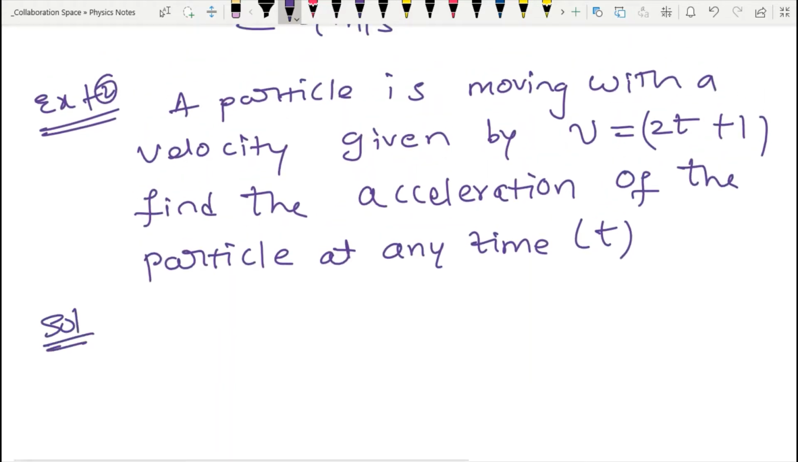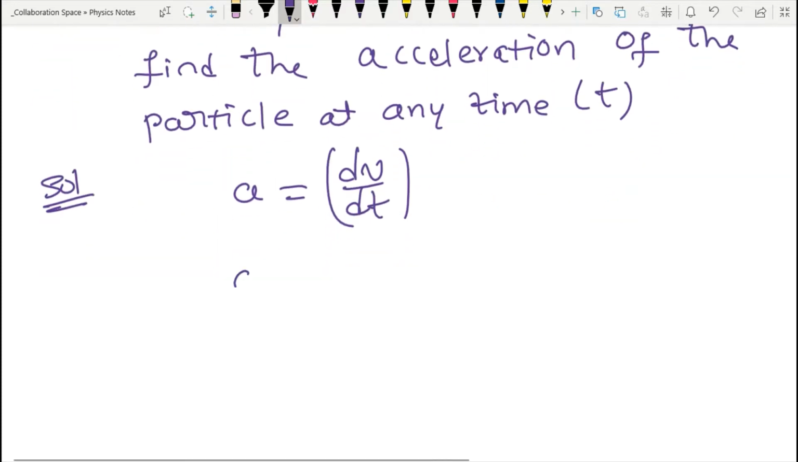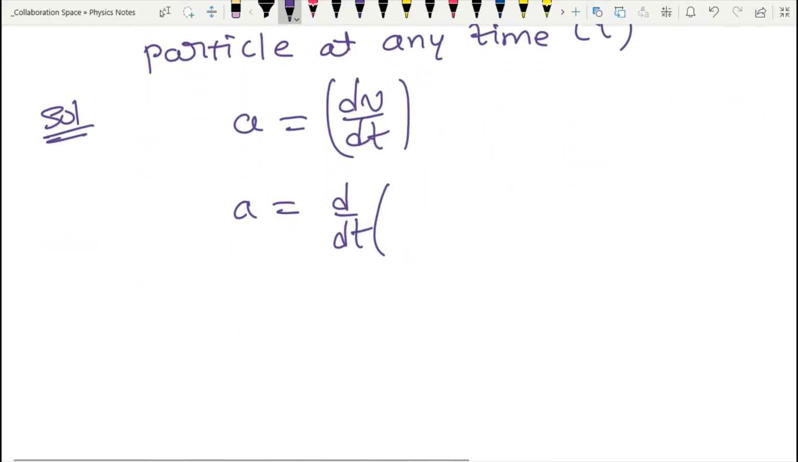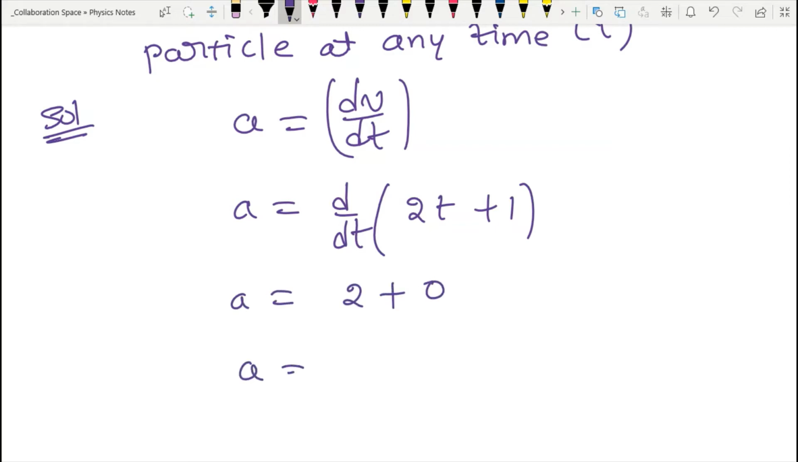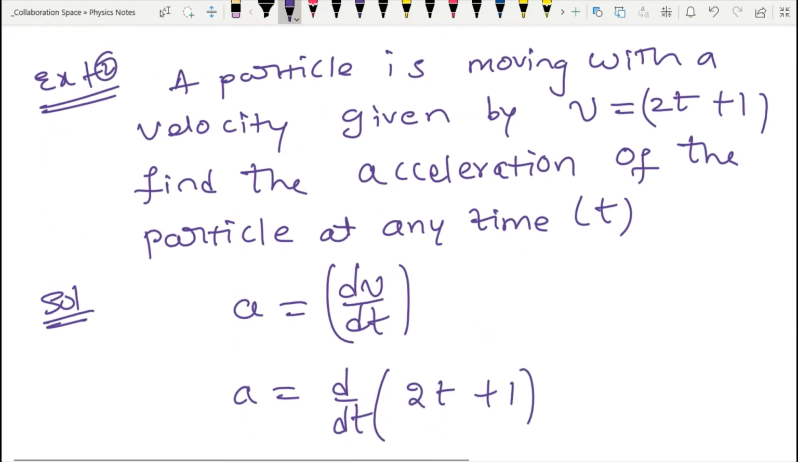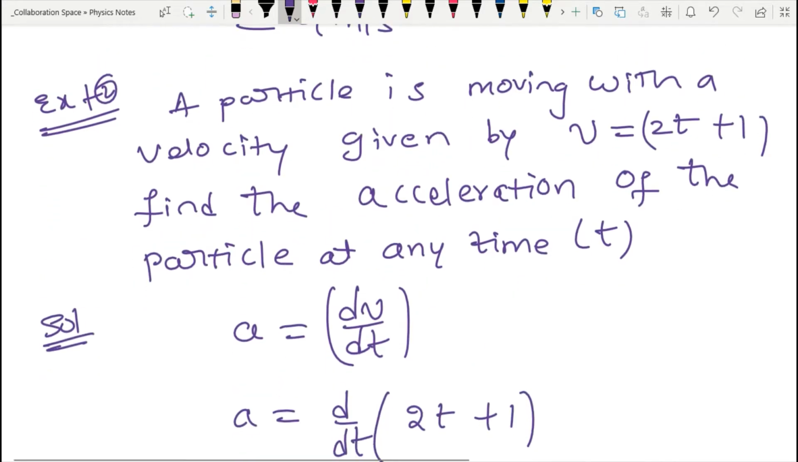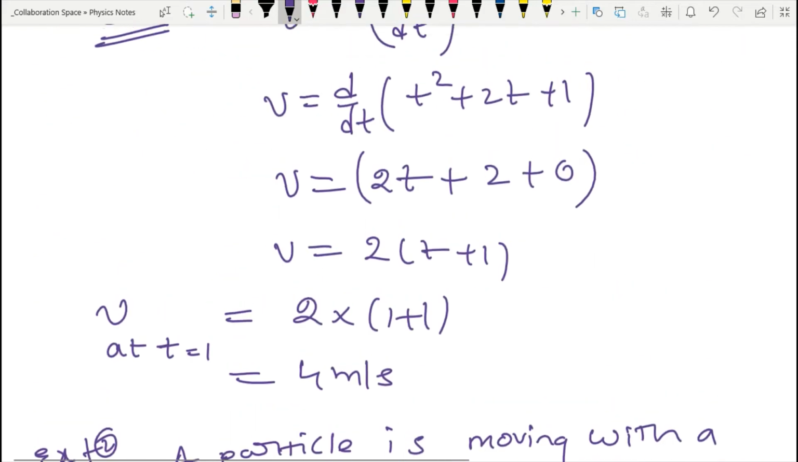So you already know about acceleration. Acceleration can be written as dv by dt. Rate of change of velocity is called acceleration. So now you can apply d by dt of velocity, that is 2t plus 1. So you can differentiate this. d by dt of 2t is 2, d by dt of 1 is 0. So acceleration is always 2 meter per second square. So this is the way of doing problems by using this concept.